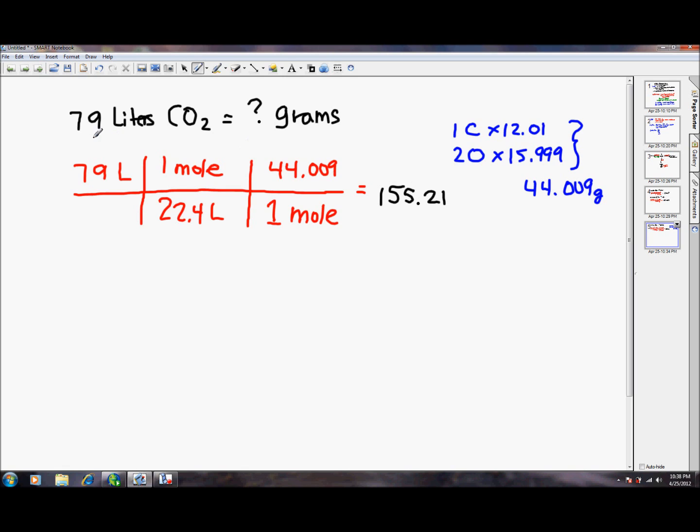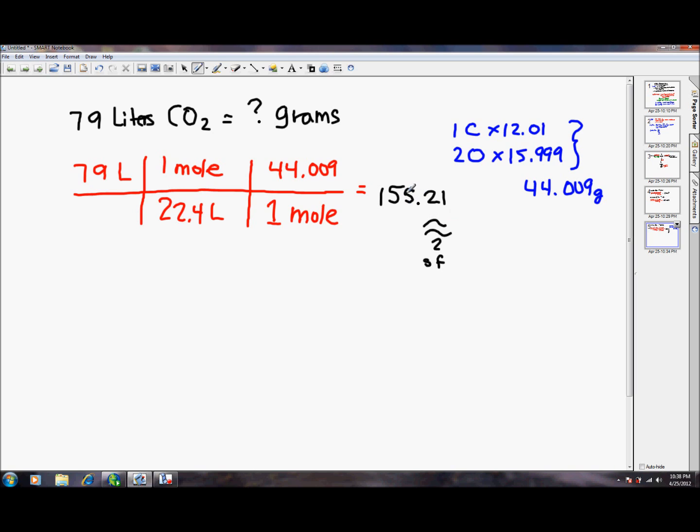How do I round this? Well, there are 2 significant figures, so I'm going to have to round. This little symbol means I'm rounding to 2 sig figs. Remember, when you round, you can drop off numbers after the decimal. That leaves me 155, but that's 3 significant figures. So I'm going to have to round.